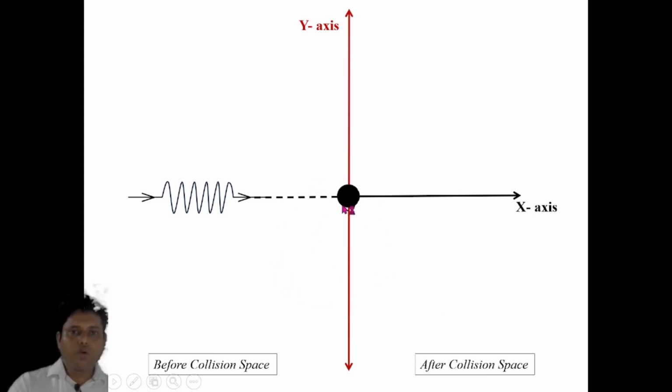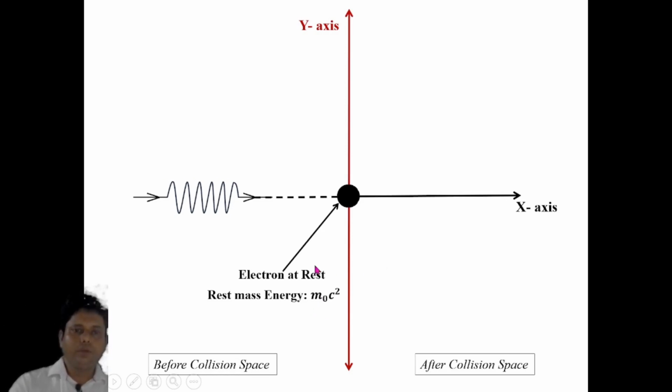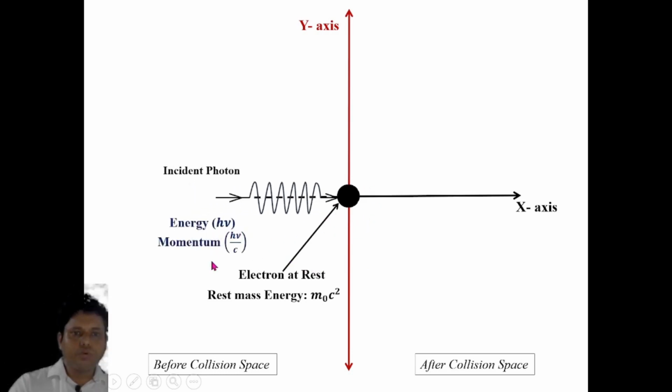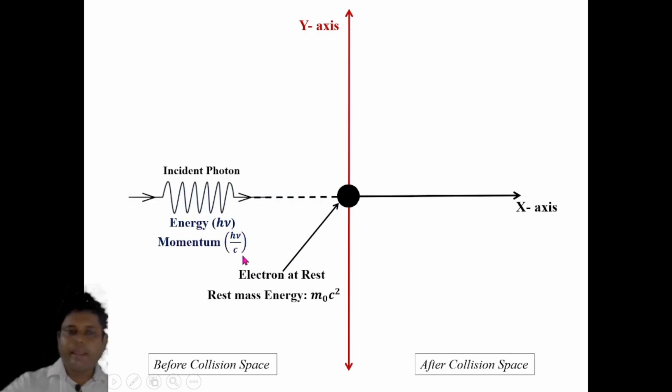Consider an electron at rest in the xy plane at the origin. So this is an electron which is at rest. So obviously the rest mass energy of this electron will be m naught c square. Here m naught is nothing but the rest mass of the electron, that is 9.1 into 10 to the minus 31 kg.